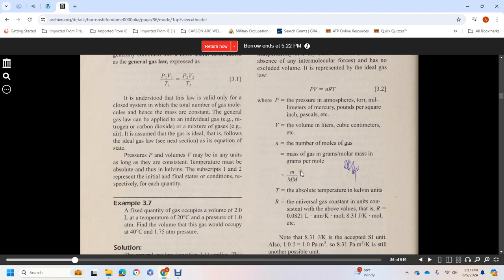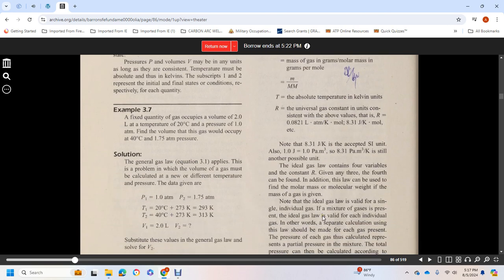Molarity is the moles over the liters. T is the absolute temperature in Kelvin units. R, the universal gas constant, must be consistent with the units used. R is equal to 0.0821 liter-atmospheres per Kelvin-mole, or 8.31 joules per Kelvin-mole, etc. Note that 8.3 joules per Kelvin-mole is accepted as a standard unit, and 8.3 pascal-cubic meters per Kelvin-mole is another possible unit.